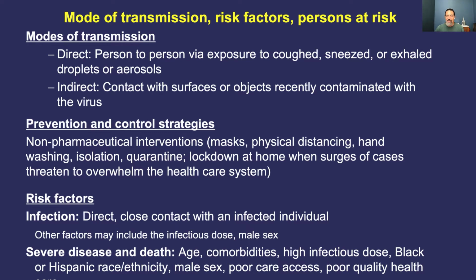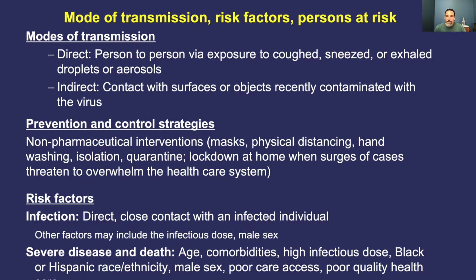Since there's no vaccine, prevention and control strategies include so-called non-pharmaceutical interventions like wearing masks or physical distancing, hand washing, isolation, and quarantine. And when the level of transmission is substantial enough that it threatens to overwhelm the healthcare system, extended lockdown or stay-at-home quarantine orders are very effective at reducing spread.